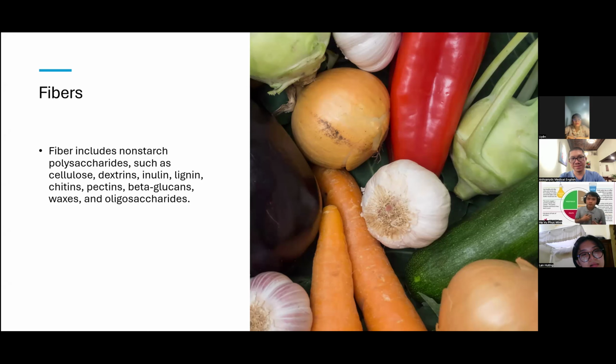Normally I have a problem with constipation, so I usually buy a lot of food supplements, especially supplements that have fibers. They use inulin and dextrin to cure the constipation. Normally I have it because I drink a lot of coffee.